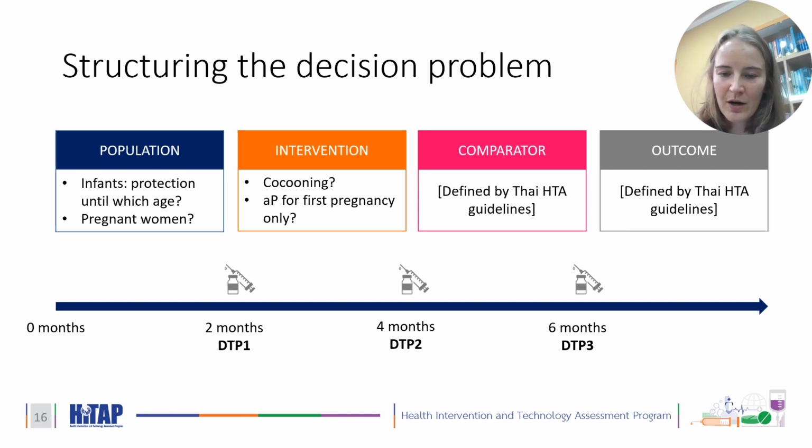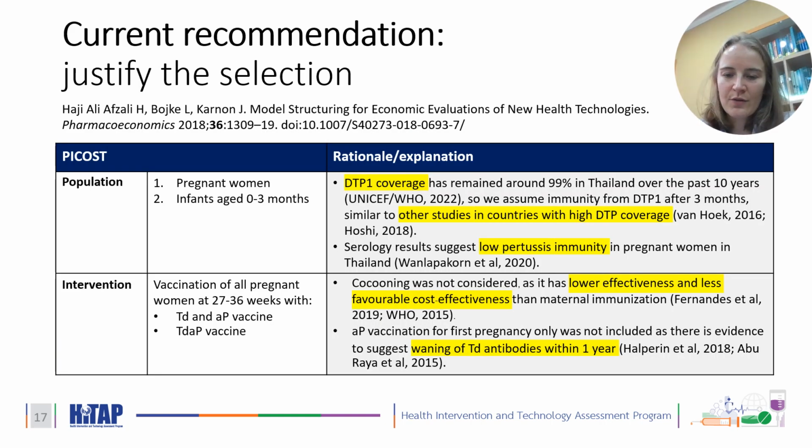For the comparator and outcome, there's quite good guidance in the Thai HTA guidelines, so we had less uncertainty in that. We followed what the guidelines told us. And then in terms of how you normally address this type of uncertainty, the current recommendation, what's considered best practice at the moment, is that you justify the selection. No one can necessarily say 100% whether you have set up the decision question in the correct way. What's important is that you explain how you have done it and why you have done it.